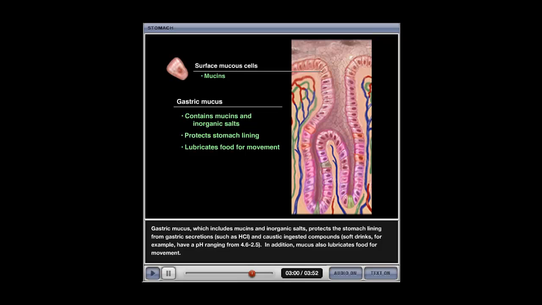Parietal cells secrete hydrochloric acid and intrinsic factor. Chief cells, which are the most numerous cell type, secrete large quantities of the enzyme pepsinogen. Enteroendocrine cells secrete hormones and paracrine messengers that regulate digestion. Replacement of these secretory cells is provided by a population of rapidly dividing stem cells.